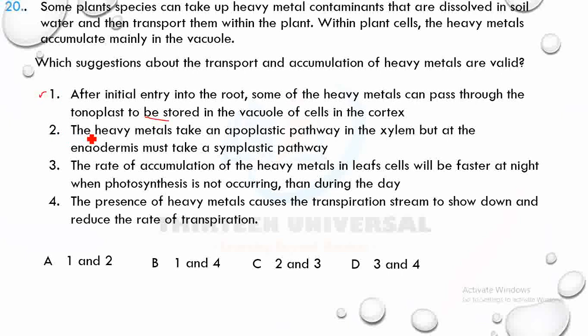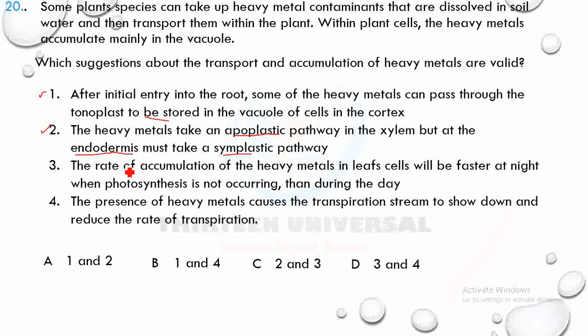Let's check the second one. The heavy metals take an apoplastic pathway in the xylem, but at the endodermis they must take a symplastic pathway. Yes, apoplastic is movement from cell wall to cell wall, and even intercellular space. Now when they get to the endodermis, because the endodermis has suberin, they cannot move through the cell wall. Suberin prevents the movement of charged molecules and water, so they follow the symplastic pathway. Symplastic is through the plasmodesmata, right? So this is also valid, guys.